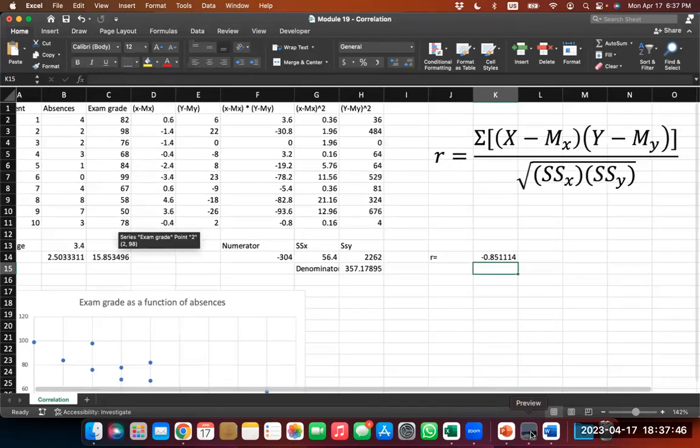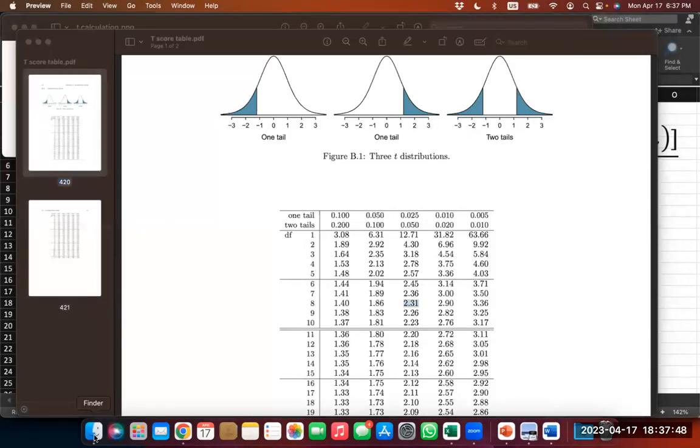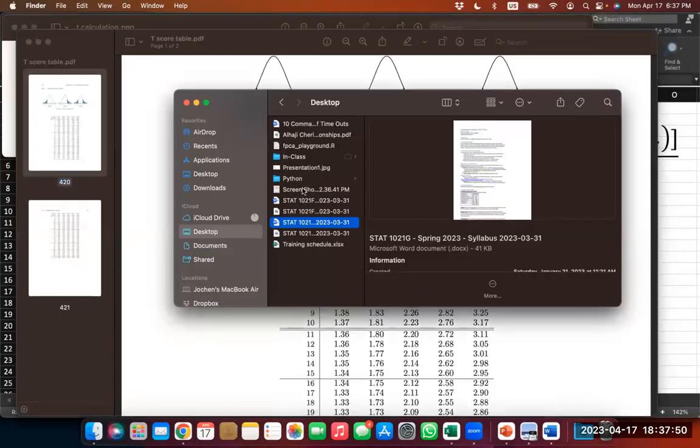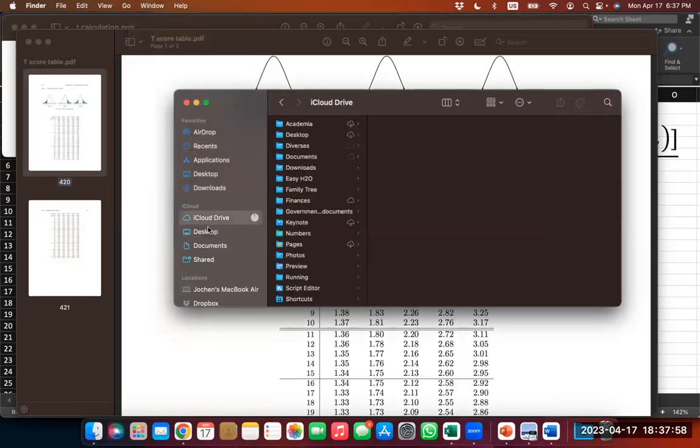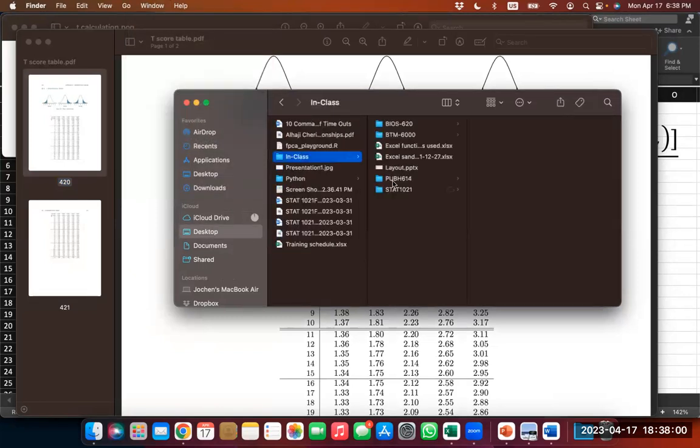And that completes our task. Now lastly, we want to do a hypothesis test. We want to know whether this is a significant association. And we're doing this by, where are you?